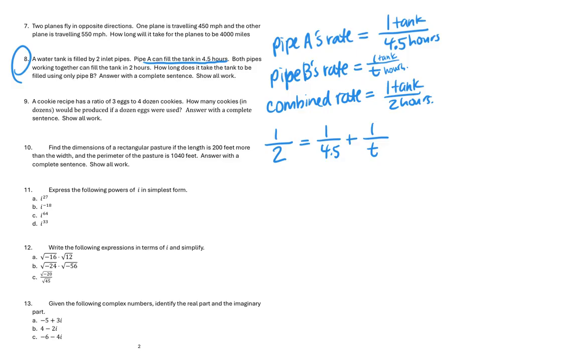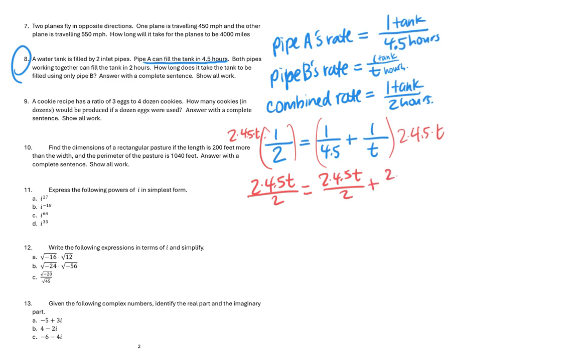So I'm going to multiply everything through by all of those denominators. If I multiply everything by 2 times 4.5 times T, I'll do that for everything. What will I get? Well, I'll get 2 times 4.5 times T divided by 2 equals 2 times 4.5 times T divided by 2 plus 2 times 4.5 times T divided by T. Oh, whoops. This one is divided by 4.5.